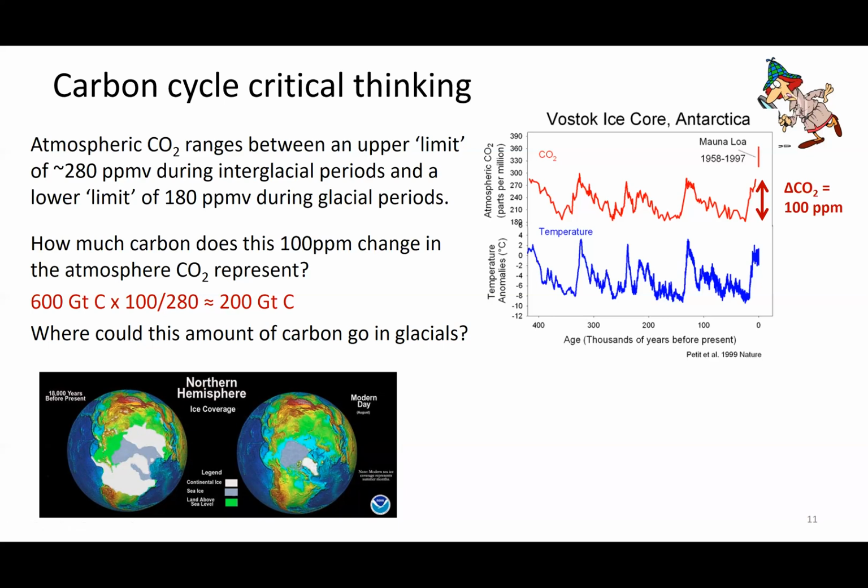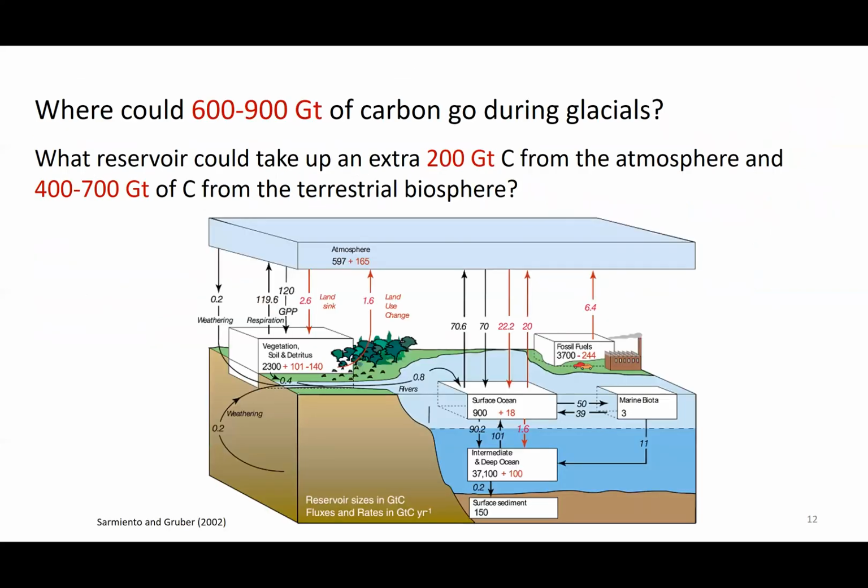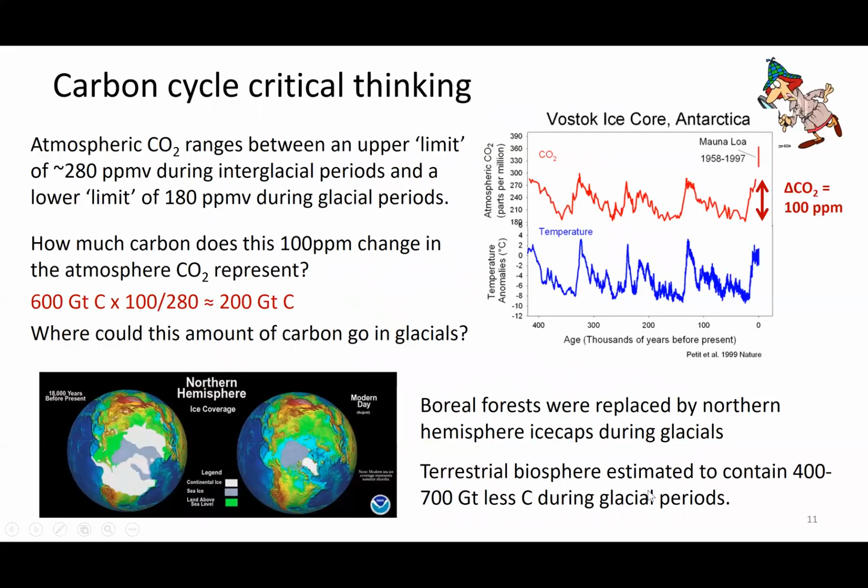So actually, we would expect that there's much less forest during the glacial period. So there's reduced capacity to take up carbon, and most estimates for the terrestrial biosphere indicate that during glacial periods, there was actually 400 to 700 gigatons less carbon in the terrestrial biosphere. So this leaves us with a little bit of a dilemma if it's not the terrestrial biosphere. So where could this extra 200 plus 400 to 700 gigatons of carbon go during these glacial periods? That amounts to having to find a home for between 600 and 900 gigatons of carbon.